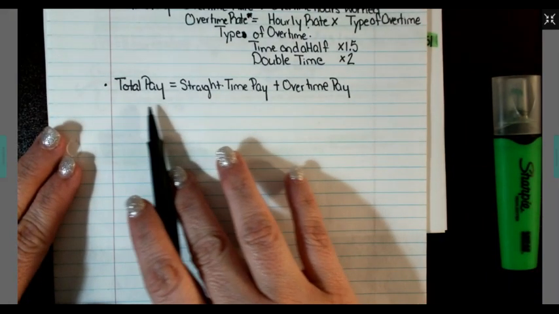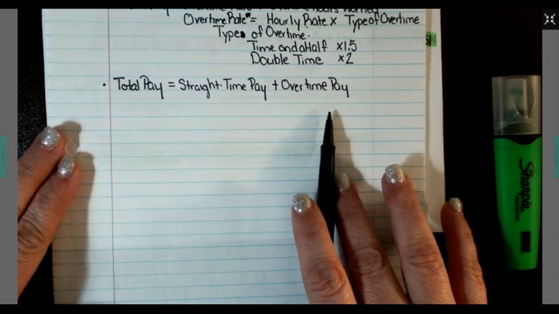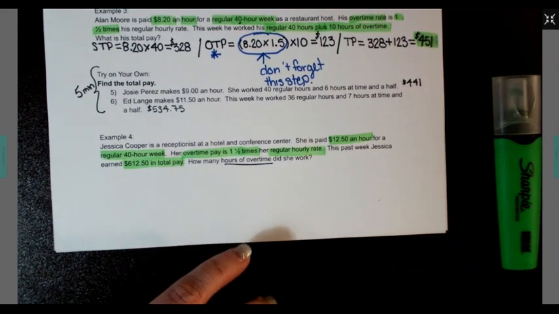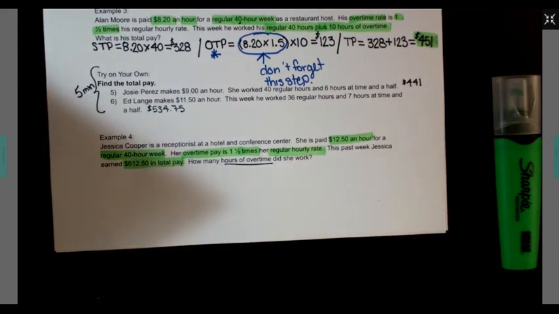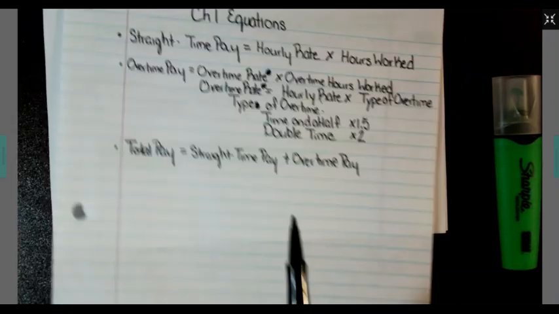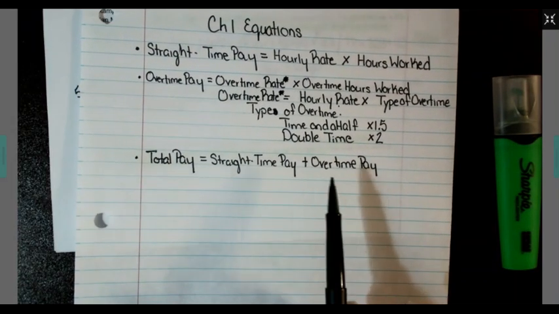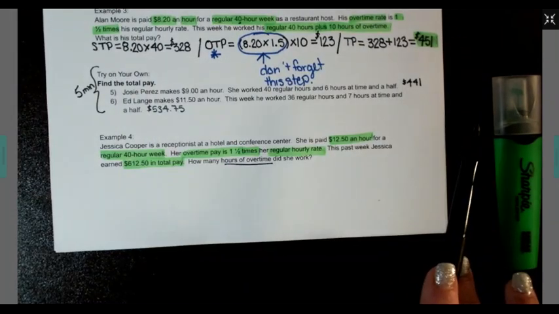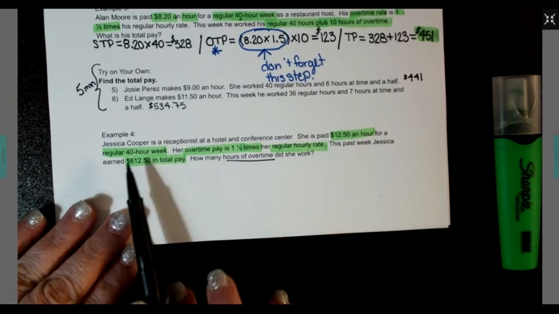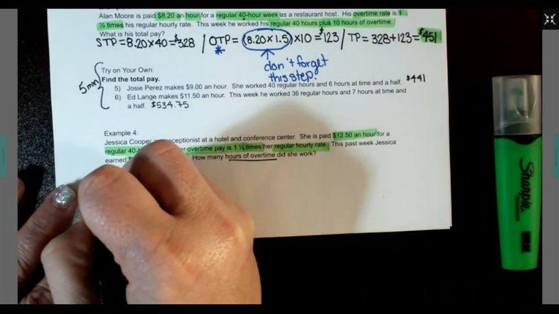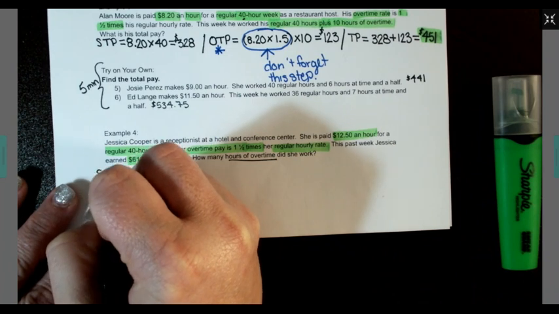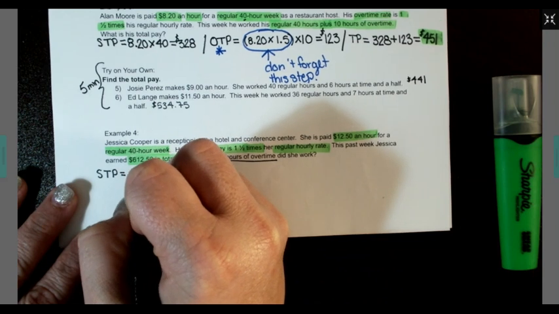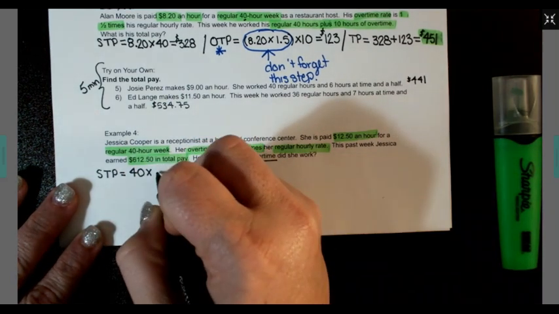We've got total pay equals the straight time pay plus the overtime pay. Well, let's see. Can I find either one of these? Because I know that $612.50 is this total pay. But can I find either one of these yet? Hourly rate times hours worked. Oh, I have that. I have the hours and the regular rate. So we can find straight time pay. So let's do that. Straight time pay equals 40 hours times $12.50.